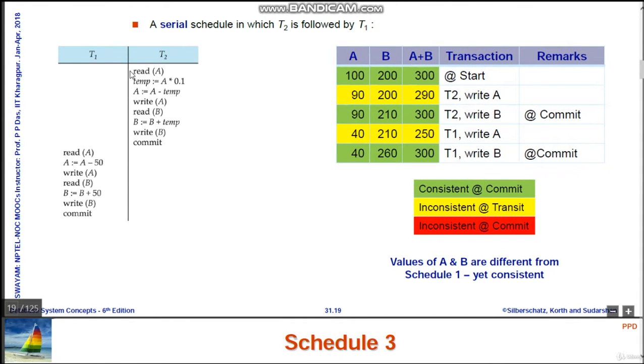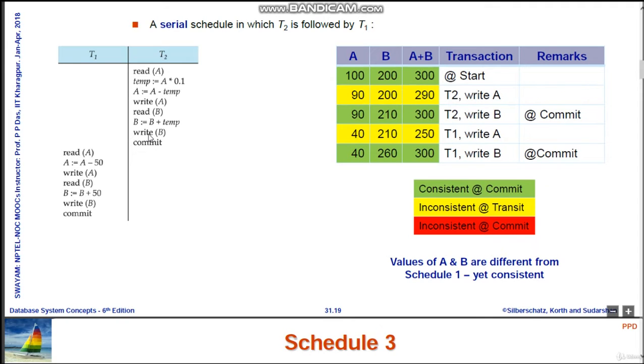So first T2 is running, that means starting with 100 and 200, so the sum is 300, no problem. Now at first temp, we have to see the a and b values and the sum of a and b. So a is updated but b is not affected. A is updated by 10 because 10% of 100 is 10, so 100 minus 10 equals 90. And b is not affected, 200, so 290 at write a.